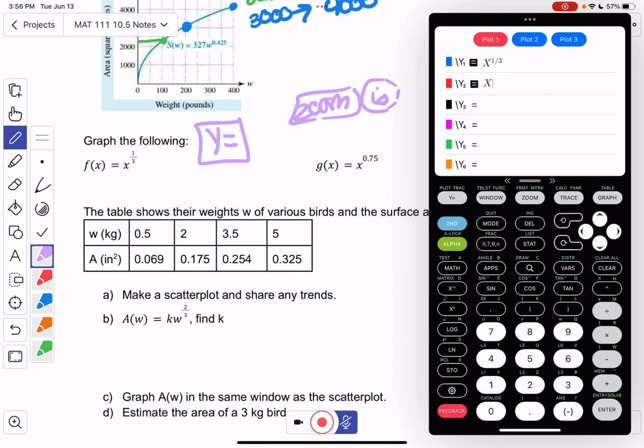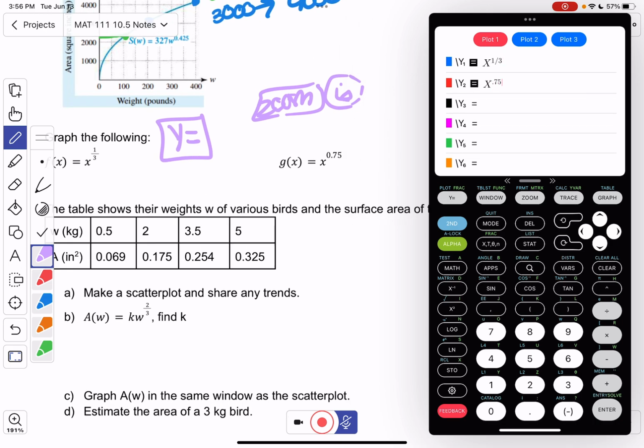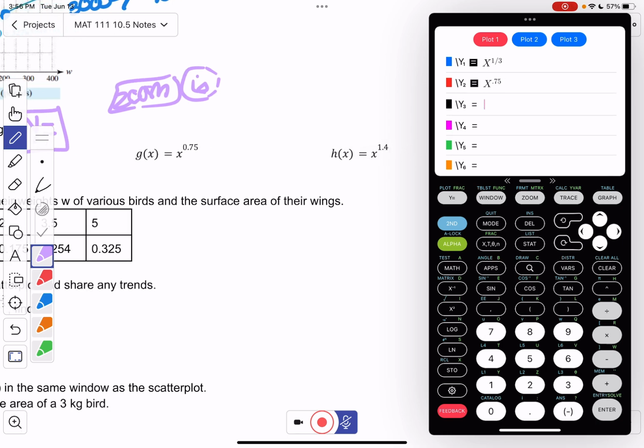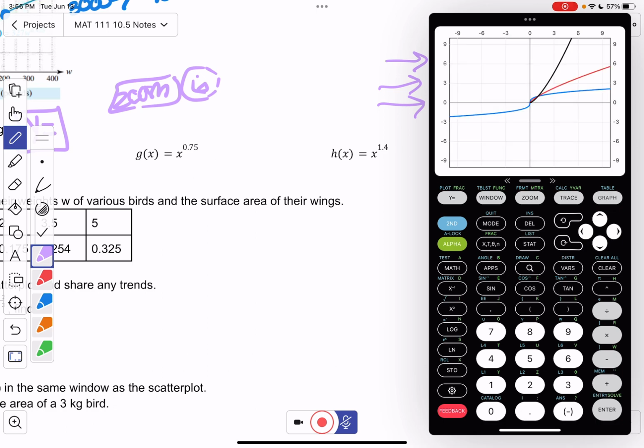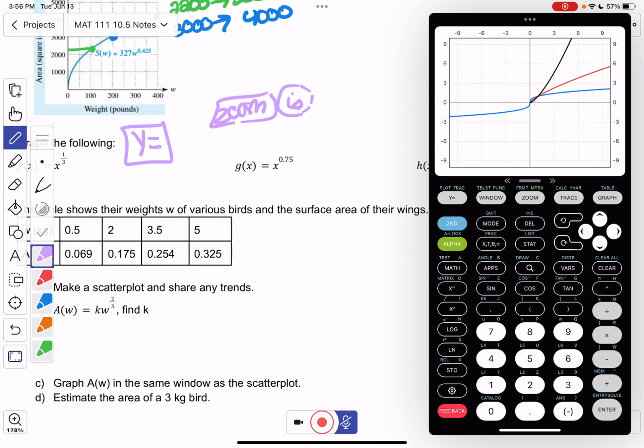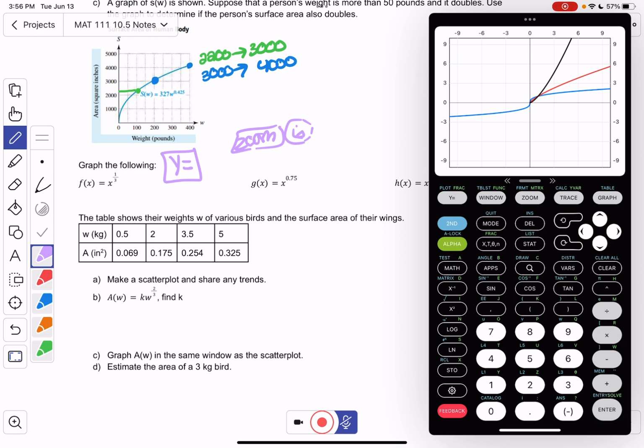If I did X caret 0.75, and then the last one, X caret 1.4, I can graph them all at the same time. Notice the colors. So the first one's blue, the second one's red, the third one's black. This calculator will graph them all. So you can see all of that right on there. You don't have to graph things by hand. If you do it, take a picture and send me a picture of the calculator.